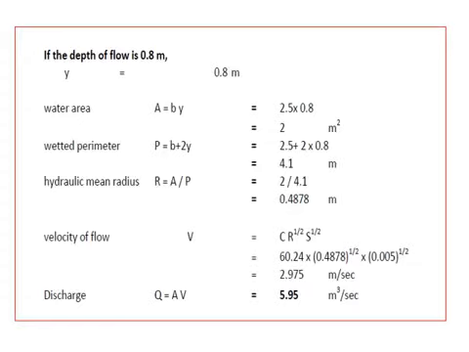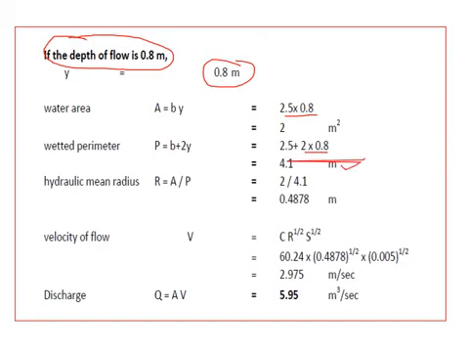Now what happens to the same channel if the depth of flow is reduced to 0.8 meters? Since the width of the channel section remains the same at 2.5 meters, the area is 2.5 into 0.8. Similarly the perimeter is B plus 2Y, which gives 4.1, and hence the hydraulic mean radius is A by P. Now making use of C, which you calculated previously, because it remains constant at 60.24, we have R as the new value. Hence you can calculate the velocity.